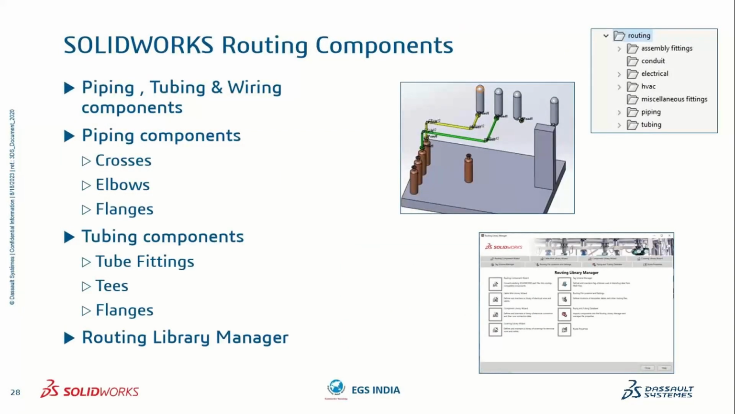Now we go to SolidWorks Routing. SolidWorks Routing is only available in the SolidWorks Premium version. By enabling the SolidWorks Routing add-in, we can use library components for piping, tubing and wiring. For piping, the crosses, elbows, flanges and control valves are there, as well as tube fittings, tees and flanges for tubing, and all these are managed using the routing library manager.